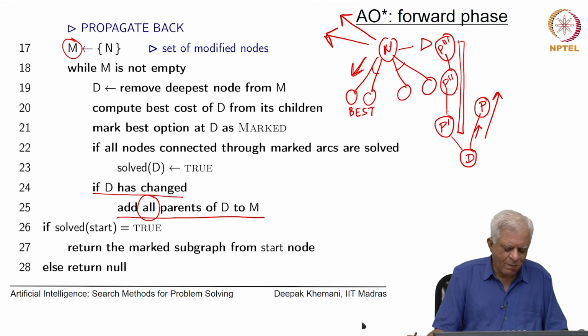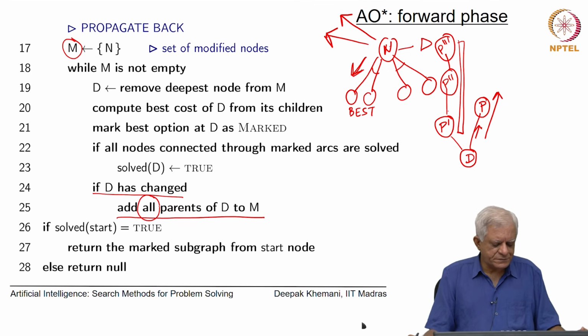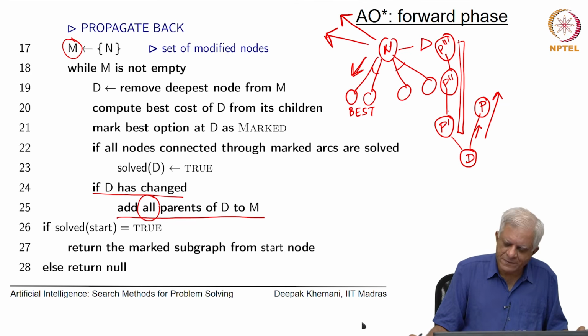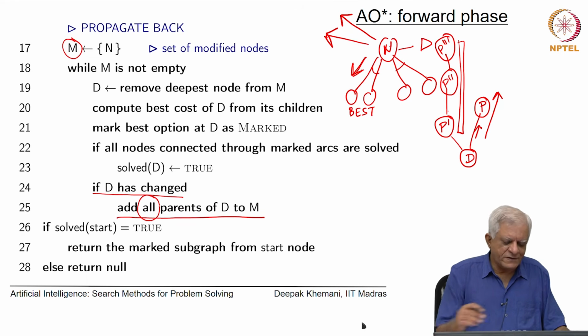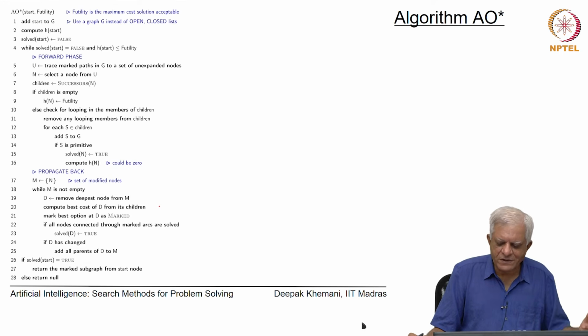And as we said, if we have labeled the start node as solved, then we can terminate and return the marked subgraph as a solution, exactly like we did in the case of AND-OR S star. So, this we saw in 2 parts. Here is this whole algorithm, just for the sake of completeness, I have put it up on one slide here, and this is the algorithm AO star, which is also a very popular algorithm.